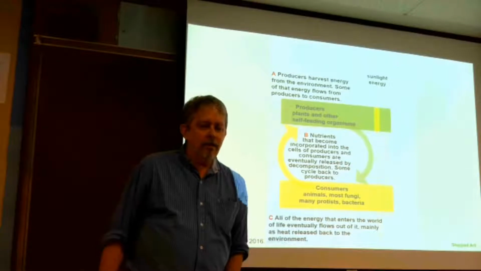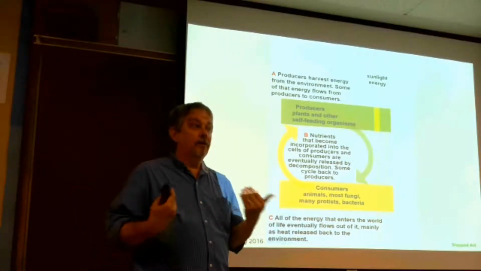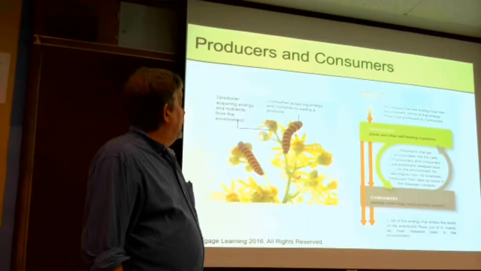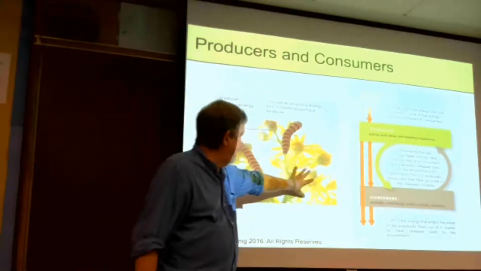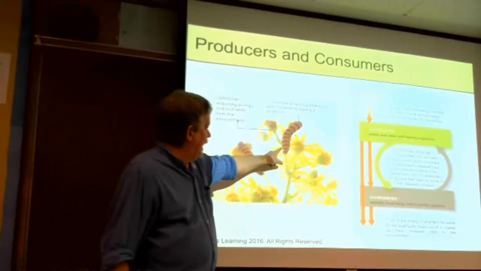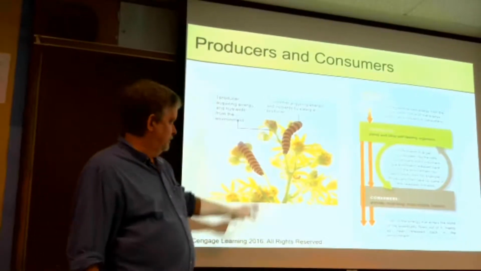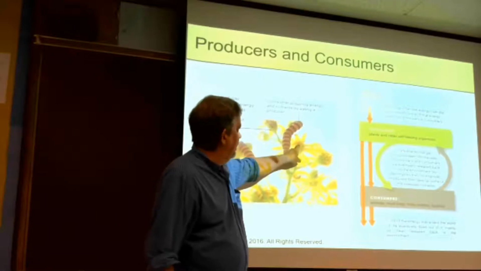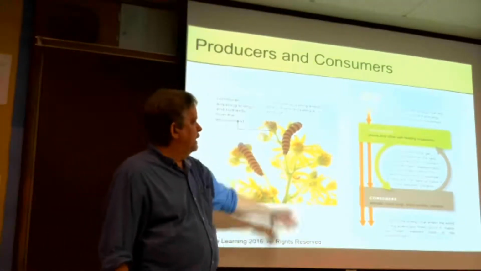Seems like a lot of waste, but it has to be that way for us to keep our internal body temperatures warm. So here is producers and consumers. Here is our producer, the plant. And you'll see the caterpillars are consumers by eating the producers. Since they can't use sunlight to make their own sugars, they are getting it from the carbohydrate starch in the plants.